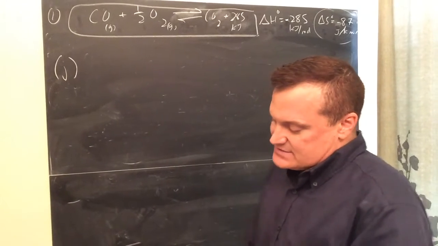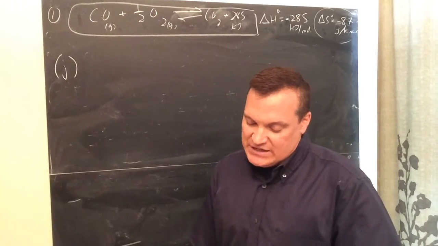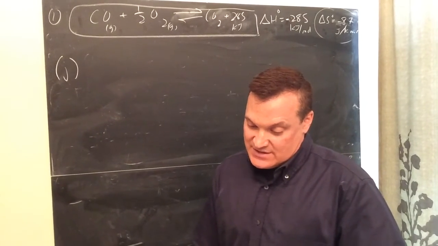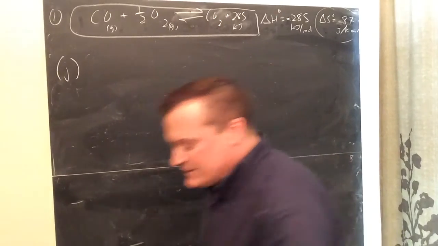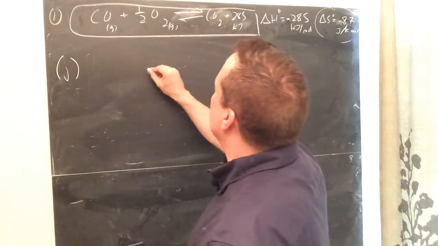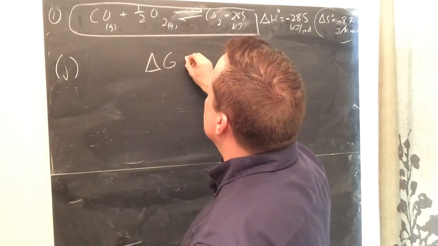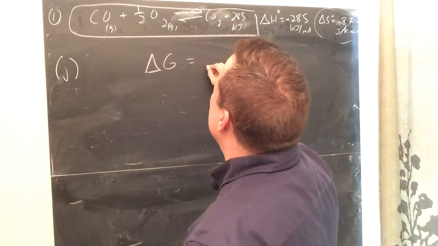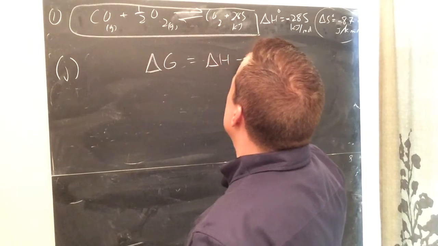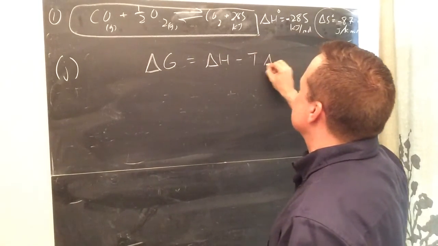Okay, it says, determine the temperature at which equilibrium exists. That's the first thing. Now, we did something like this in a previous video, though you may not have seen it. So, determine the temperature at which equilibrium exists. Okay.